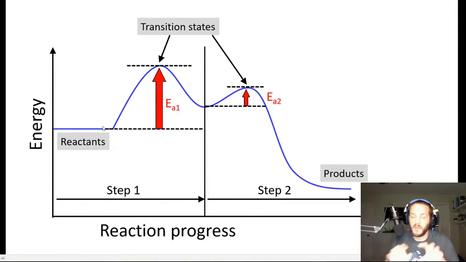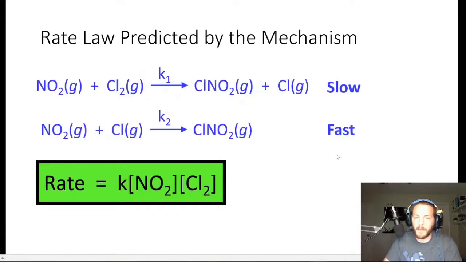So overall, this process releases energy. It's energetically downhill, so to speak. So if we look at this, we talked about this, we're continuing our discussion on this two-step mechanism, right?